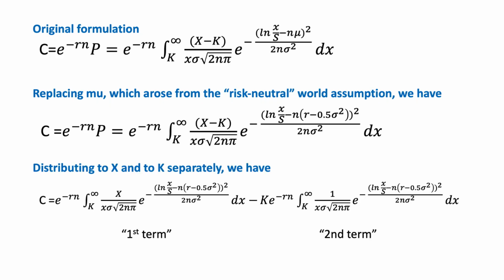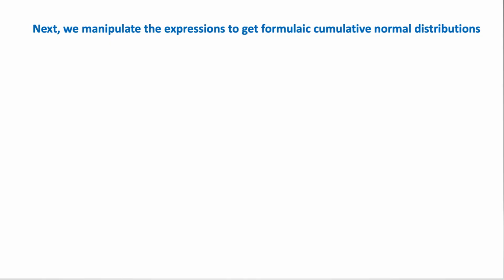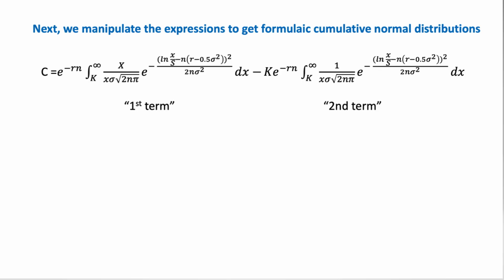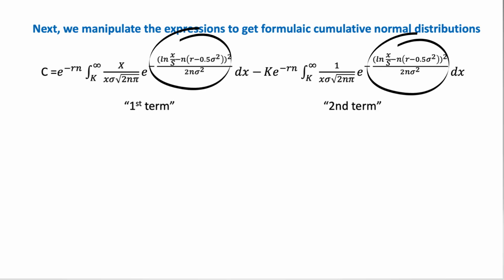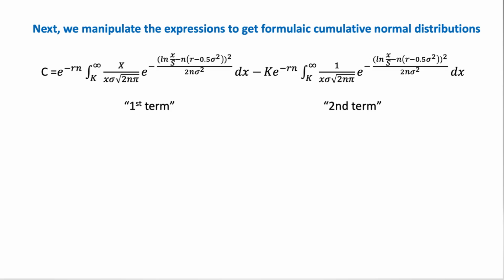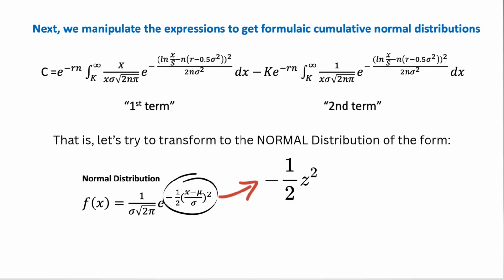Now, we break apart x minus k by distributing all those horrible squiggly notations to x and to k. So we have this breakdown into two terms, which already starts to look like what we see in the Black Scholes model. Next, we manipulate the expressions to get formulaic cumulative normal distributions. That is, we try to transform those horrible squiggly notations into something familiar as log normal. But since it's too complicated to recognize anything by the sheer clutter of it, let's simplify and transform all x's into y's and see if we can recognize anything when we look at it as y's.